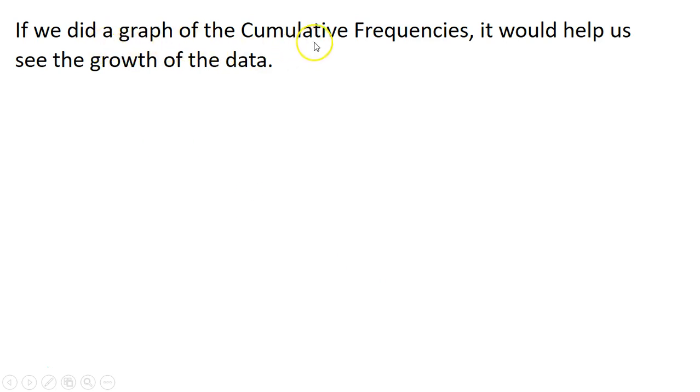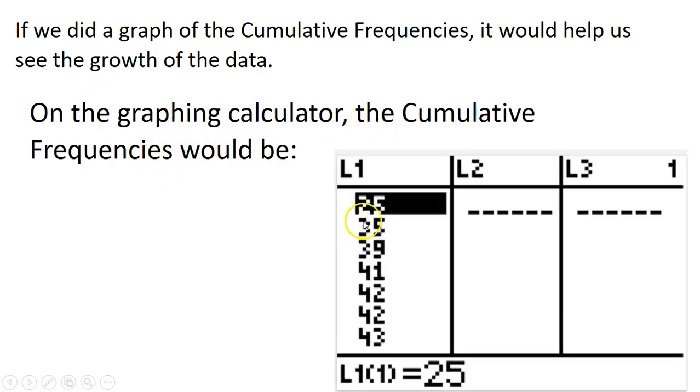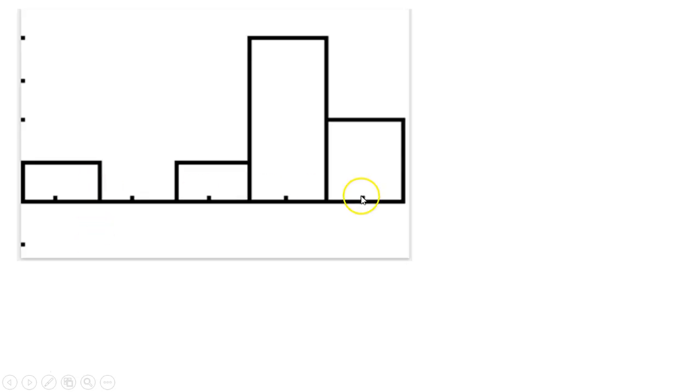If we did a graph of the cumulative frequency, it would help us see the growth of the data. On the graphing calculator, the cumulative frequency would be this. If I plug them all in, that's the cumulative frequency on the graph. And this is what shows up in my graphing calculator. So it looks like we got a jump here.